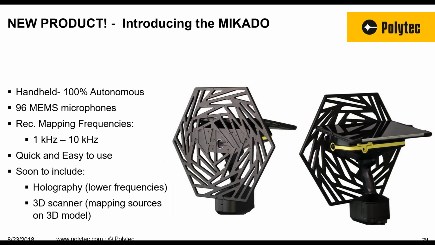This is a new product. We just came out with it this year. It is our new handheld acoustic camera. This one has 96 MEMS microphones on the front. You can see each of the little holes here represents a microphone channel. It is completely standalone. We've got a battery down here on the bottom. It's run on a tablet, Microsoft Surface. Quick and easy to use, point and shoot.